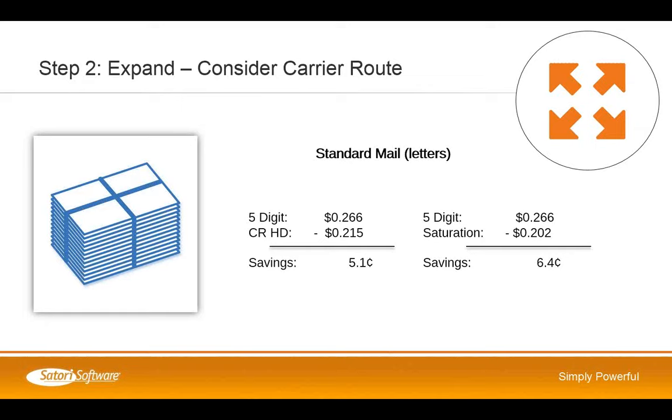And BulkMailer knows this. You just select the carrier route saturation option inside BulkMailer. Do I have to know that it's dense, or does BulkMailer look at it and know? It'll know it. You can select that option, and if it's not dense enough, it'll prepare it at the automation level. How cool is that?